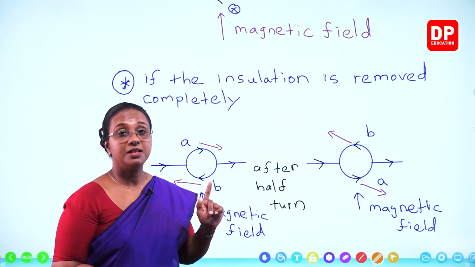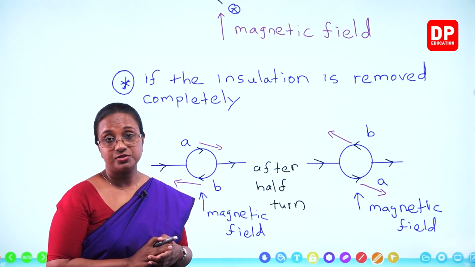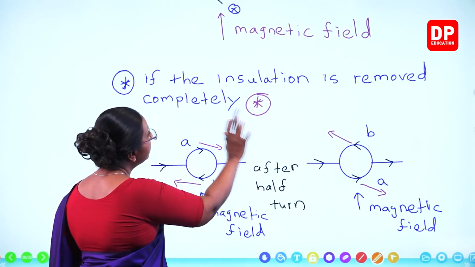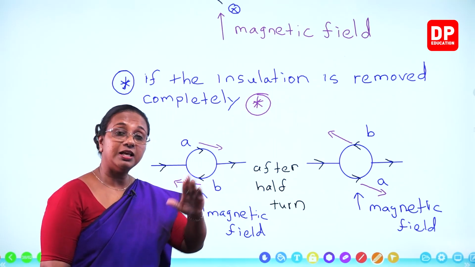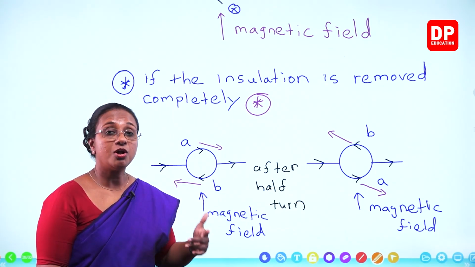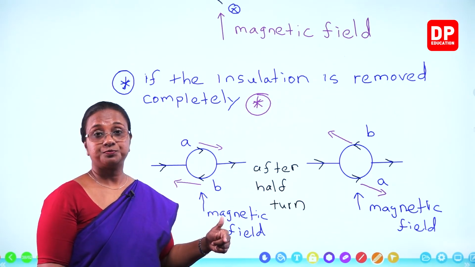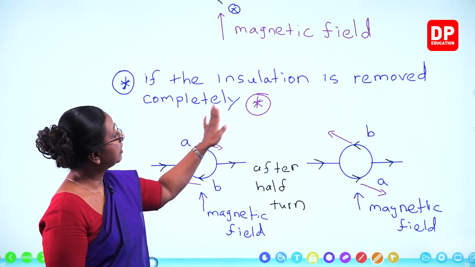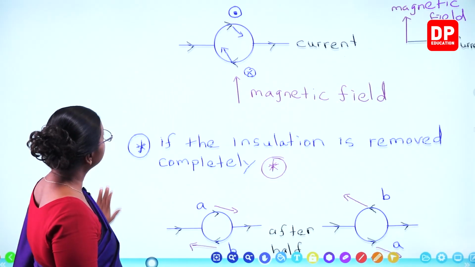And that was possible because we removed only half of the insulation at the two ends. So that is something very important you have to remember, students. If the insulation is removed completely, the coil will start to rotate in opposite direction. So that will not be the proper function of a motor. Because you all know, if it is the motor in a fan, it has to continuously rotate. It can't rotate in opposite directions. So that is why we need to remove the insulation partly. Is that clear, students?